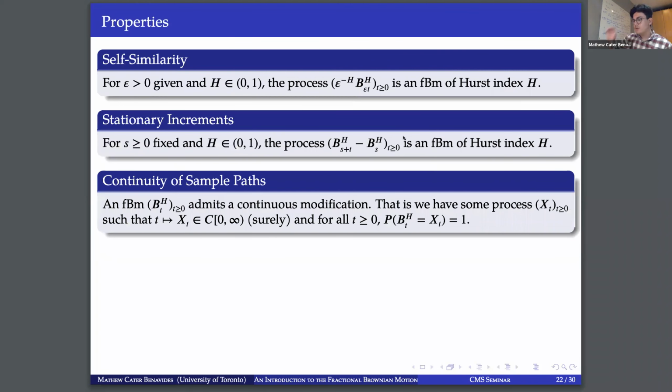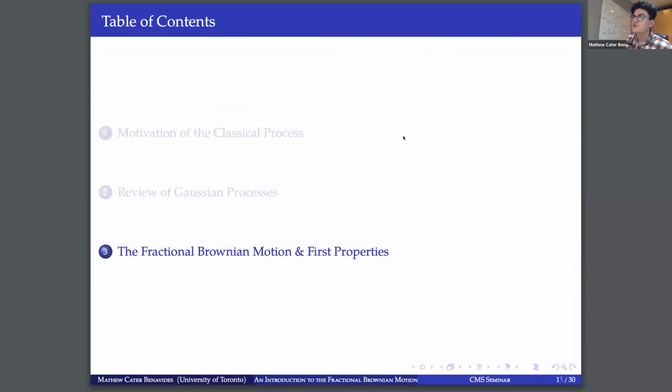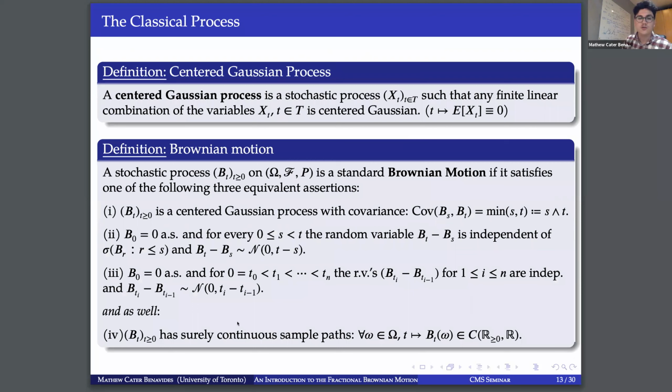Okay. So I cheated you initially when I proved that when h equals a half, the fractional Brownian motion reduces to that of the classical process. Why? Because I didn't check this condition, which was condition 4 of the definition of the classical process. I didn't prove that they had continuous sample paths at the time. I just showed that the covariances matched up and that they were both centered Gaussian. So I'll do that now.